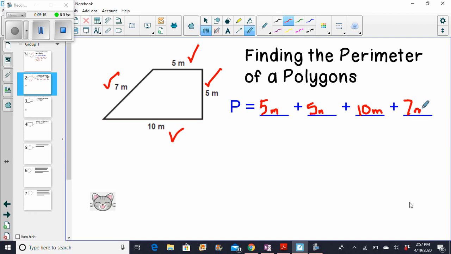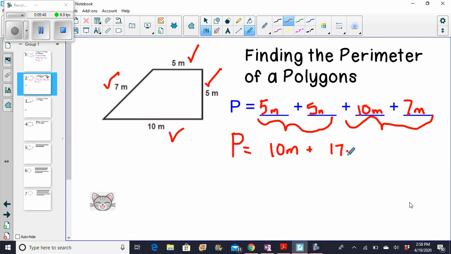If you have many sides that you are adding up, it's really helpful to start combining them in groups that make sense to you. So I might start with 5 meters plus 5 meters. 5 plus 5 is 10 meters. And then I have 10 and 7, 10 plus 7 is 17. So now it makes my addition a little bit easier.